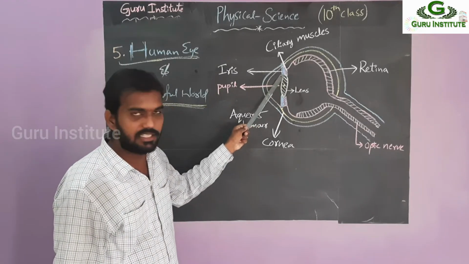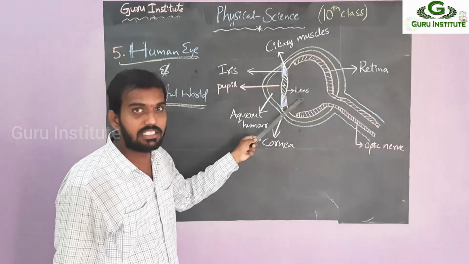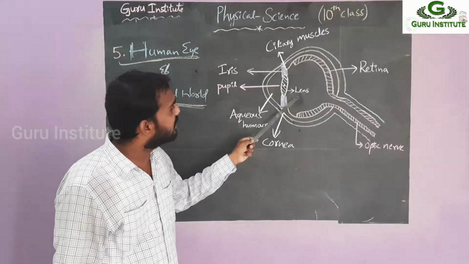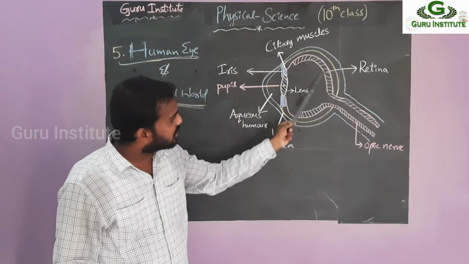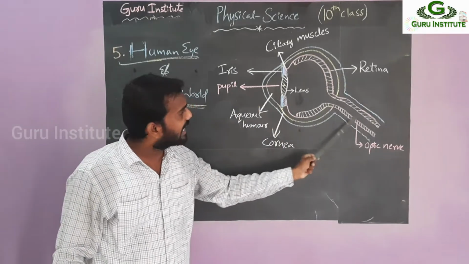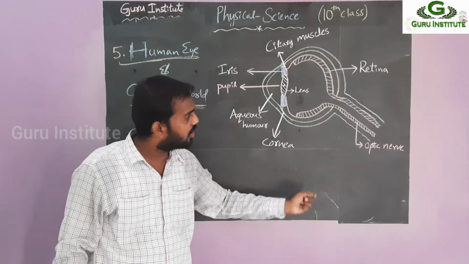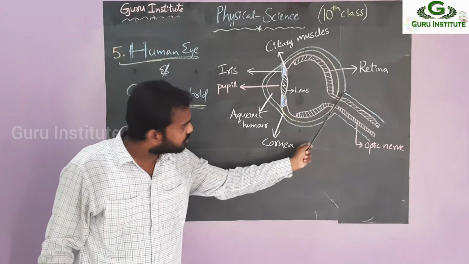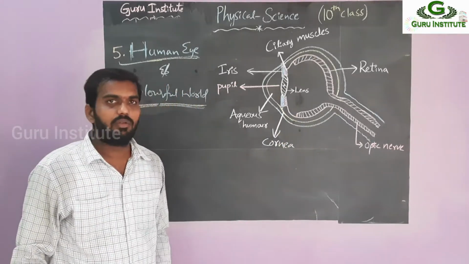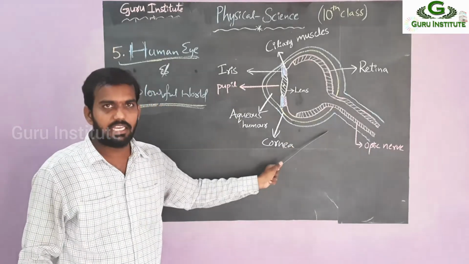So this is called the iris. The lens is covered by the iris, and the lens is adjusted in the ciliary muscles. Then this total part is called the retina. And this one, from here to here, is called the optic nerve. Up to here, this is the retina. So the starting part is the eye lens and the ending part is the retina.